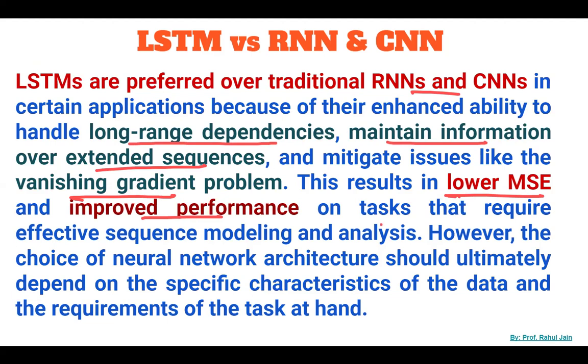So on tasks that require effective sequence modeling and analysis, however, the choice of neural network architecture should ultimately depend on the specific characteristics of the data on which we are working and the requirement of the task at hand, right? And the domain of the problem, right?